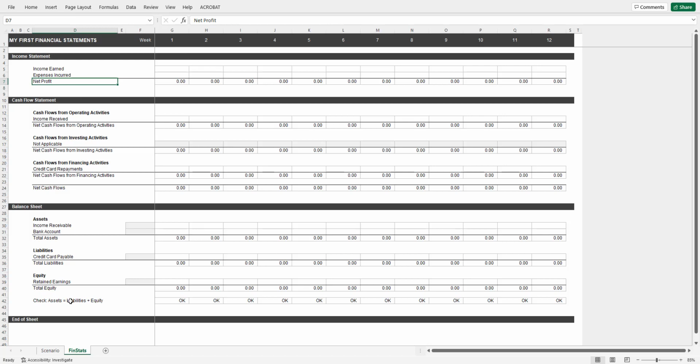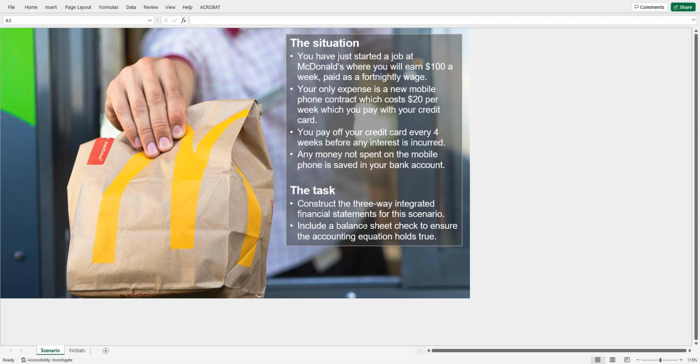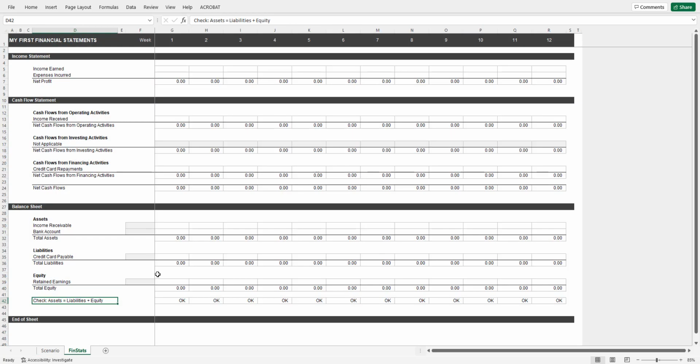Now, the other thing worth mentioning is that in the balance sheet I have set up this check. You may remember in our task, we wanted to include a balance sheet check to ensure the accounting equation holds true. The accounting equation is that assets equals liabilities plus equity. So I've just created a little formula here where I use an if statement to say if my assets, which are in this blue cell, are equal to the liabilities in the red cell plus the equity in the purple cell, then that's okay.